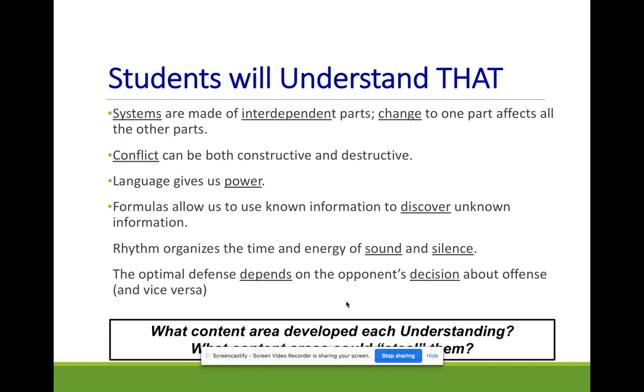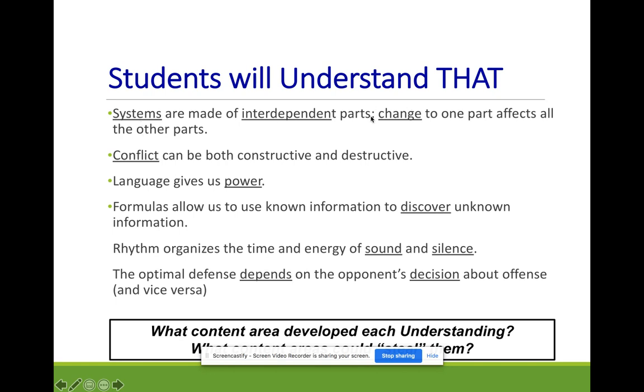I'm assuming you've paused. Systems are made of interdependent parts. Change to one part will affect all the other parts. That was science. Who wanted to steal it? Maybe you said social studies. And if you did, you're right, because they were like, we could totally use that.